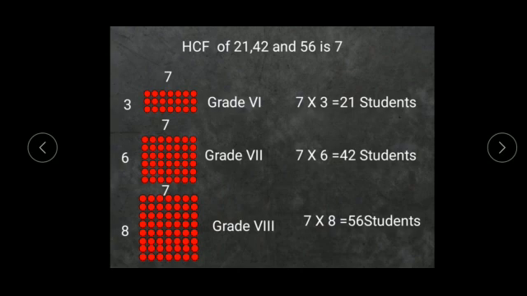So how many rows will be there for grade 6? As you can see in the figure, there are 3 rows. For grade 7, there are 6 rows. And for grade 8, there are 8 rows. So can you see the arrangement? Yes, in this arrangement, we have done the arrangement such that no student is left out, and a minimum number of rows are there, and each student is accommodated grade wise.